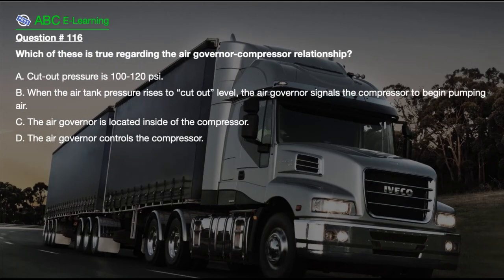Question number 116. Which of these is true regarding the air governor-compressor relationship? A. Cutout pressure is 100-120 PSI. B. When the air tank pressure rises to cutout level, the air governor signals the compressor to begin pumping air. C. The air governor is located inside of the compressor. D. The air governor controls the compressor.